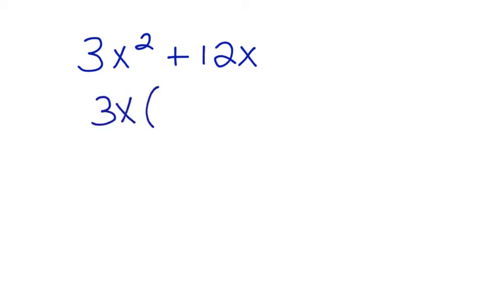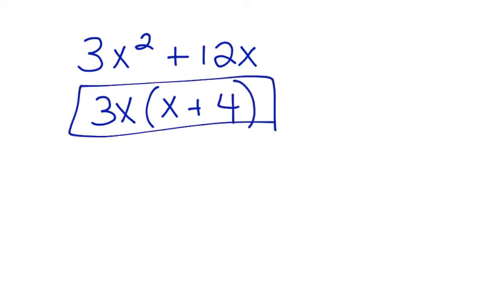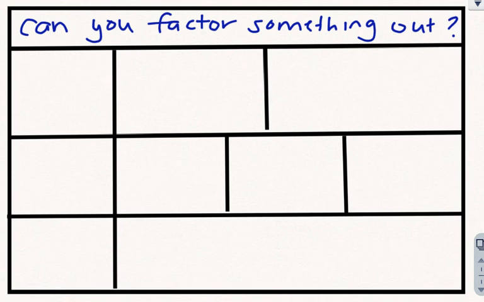And if you can, it would look something like this. And so a 3 goes into both numbers, and there's an x in both spots. So I would take out a 3x. And I'd get this. If you can't factor something out, then you want to look at how many terms there are. 2, 3, or 4.